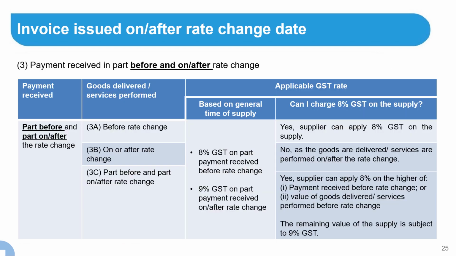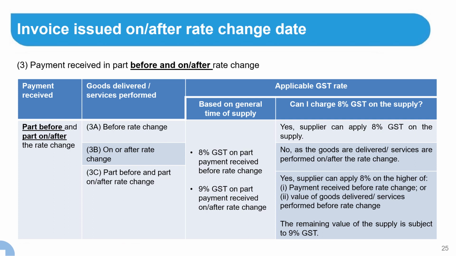There may also be situations where a tax invoice is issued on or after the rate change date, and part of the payment is made before and part made on or after the rate change date. In such case, the prevailing rate at the time of supply shall apply, unless the supplier chooses to charge at 8% GST under scenarios 3A and 3C shown in this table. This option to choose to apply an 8% rate is available only when full or part delivery of goods or performance of services happens before the rate change date.